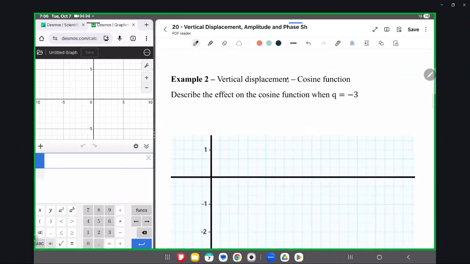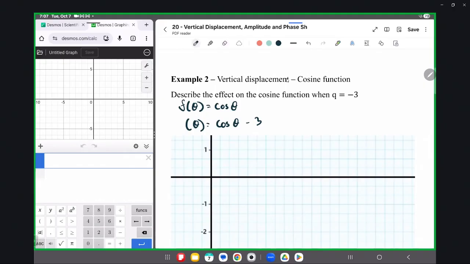So we're going to have a look at the vertical displacement for cosine function. So describe the effect on cosine function when q equals -3. So if we have, say, f of theta equals cosine theta, then we're interested in the transform function g of theta, which is equal to cosine theta subtract 3. And the reason why I distinguish between f of theta and g of theta is so that we just understand that these are two different things.